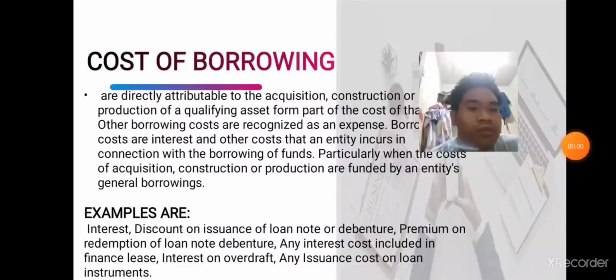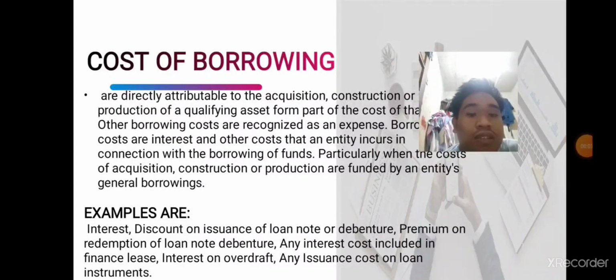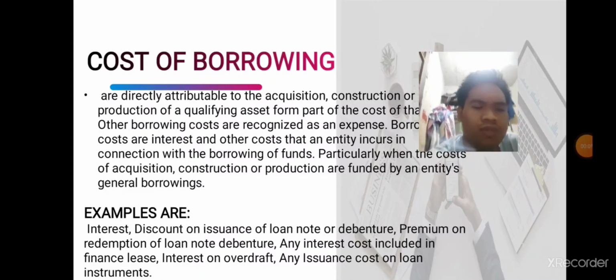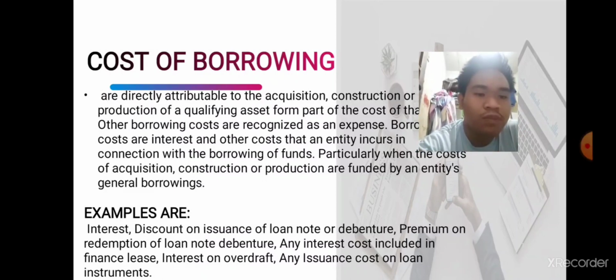borrowings. So the cost of borrowing, it means for me that it's just the total interest that you have borrowed for your qualifying asset. Examples are interest, discount on issuance of loan, note or debenture, premium on redemption of loan or debenture, any interest costs included in finance lease, interest on overdraft, and any issuance costs on loan instruments.